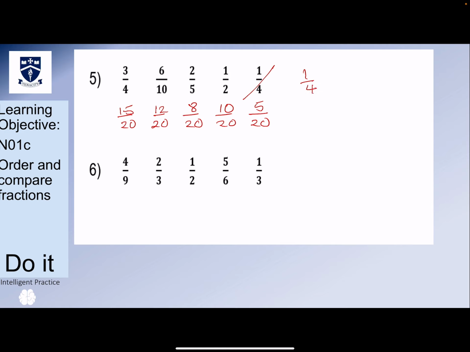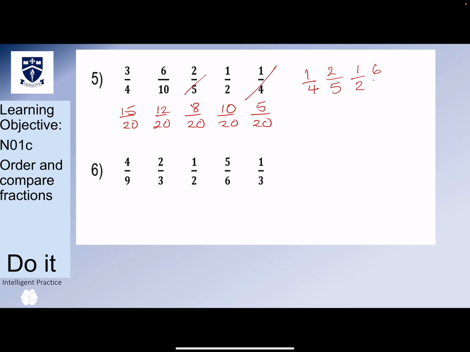My next smallest would be 8/20ths, so it would be 2/5. My next smallest would be 10/20ths, which is a half. 12/20ths, which is 6/10. And last but not least, 15/20ths, which is 3/4. So always try to rewrite the fractions as they originally were. So in order from smallest to largest, you have a quarter, 2/5, a half, 6/10, and 3/4.